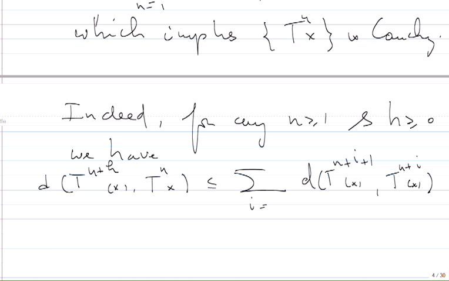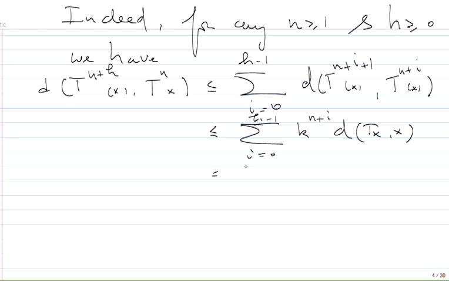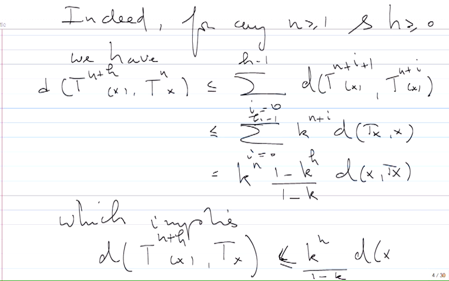The sum over i from 0 to h minus 1 is less than or equal to the sum over i from 0 to h minus 1 of k to the power n plus i, times the distance from Tx to x, which equals k to the power n, times 1 minus k to the power h over 1 minus k, times the distance from x to Tx, which implies that the distance from T^(n+h) of x to T^n of x is less than k to the power n over 1 minus k, times the distance from x to Tx.